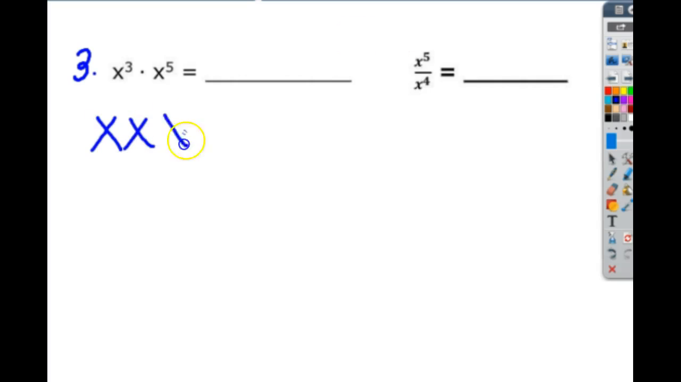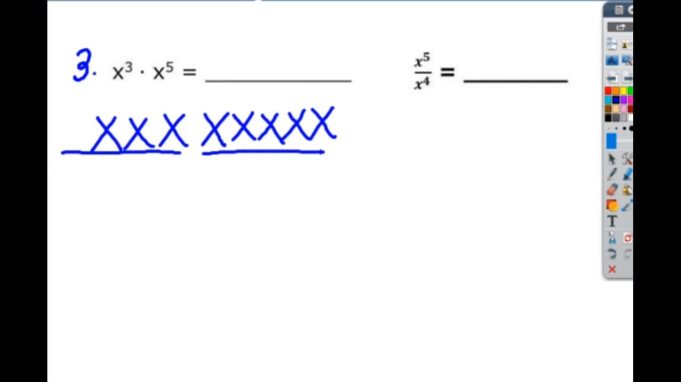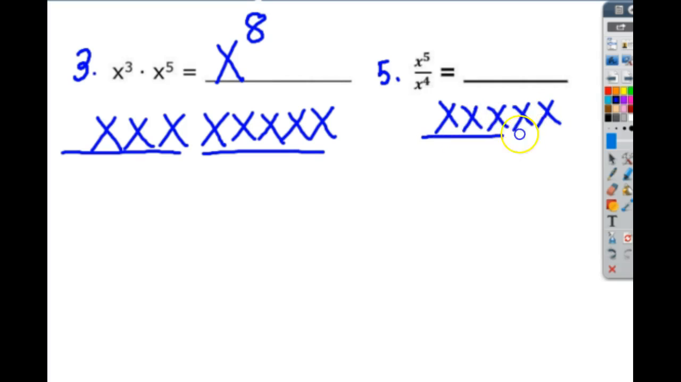1, 2, 3, 1, 2, 3, 4, 5. That's all expanded out. This is x to the 3rd power. This is x to the 5th power. All together, I have 8 x's. Is this fairly easy? 1, 2, 3, 4, 5. X to the 5th power on top. X to the 4th power on bottom.